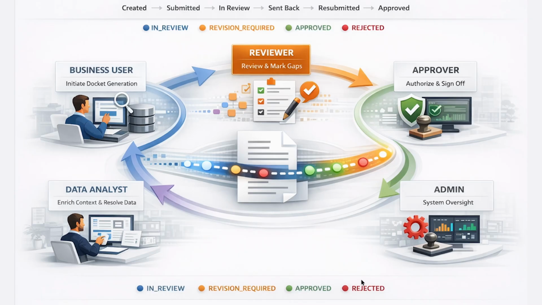The third one is the approver. This role acts as final decision authority. Once the docket has gone through review, the approver provides the governance layer for the final sign-off.